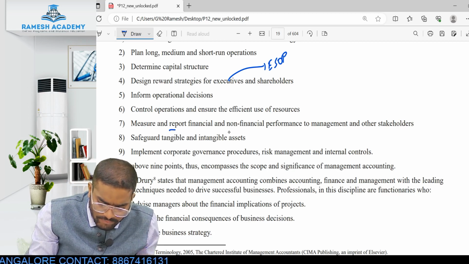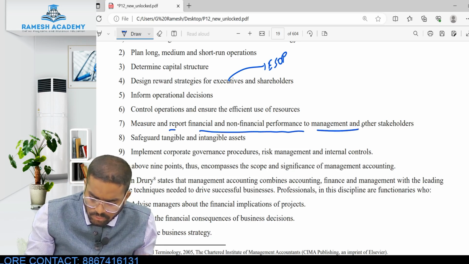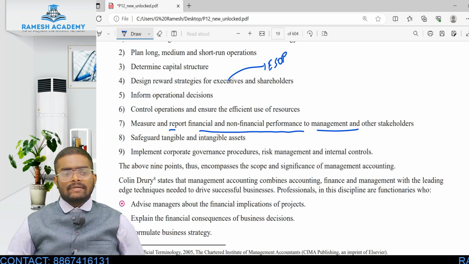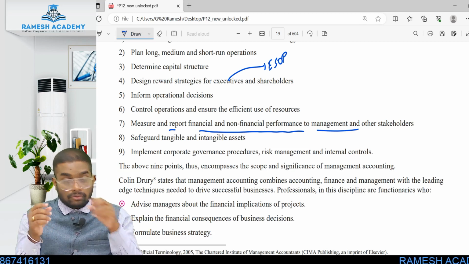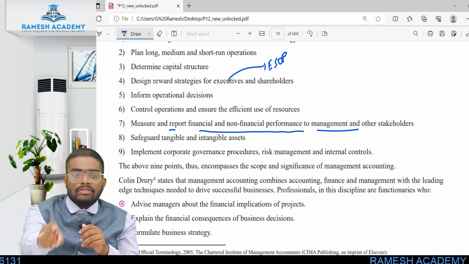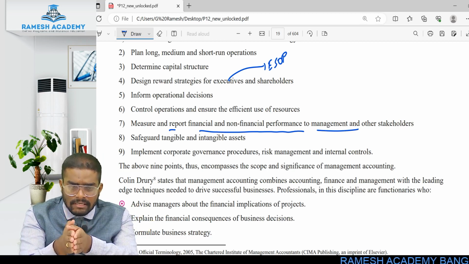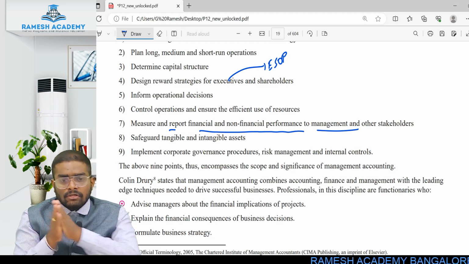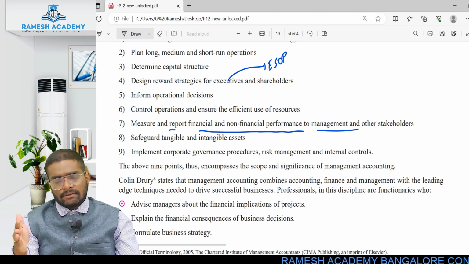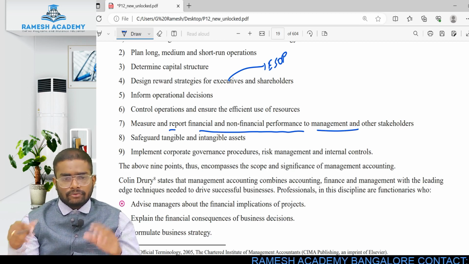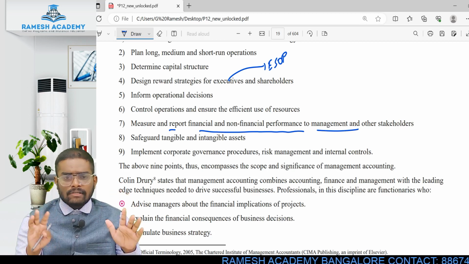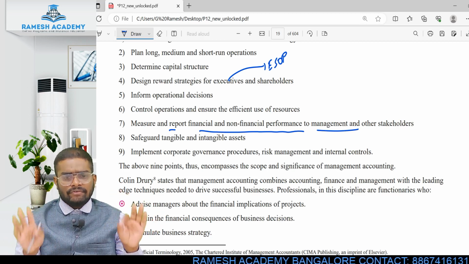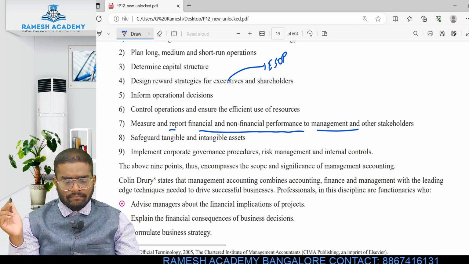Measure and report financial and non-financial performance to management. So management is concerned with decision making. For that they should have information, no? So management accounting gives information to the management. It will be financial, it will be non-financial, to the management as well as other stakeholders like the creditors and all. So management accounting gives both, financial as well as non-financial information.